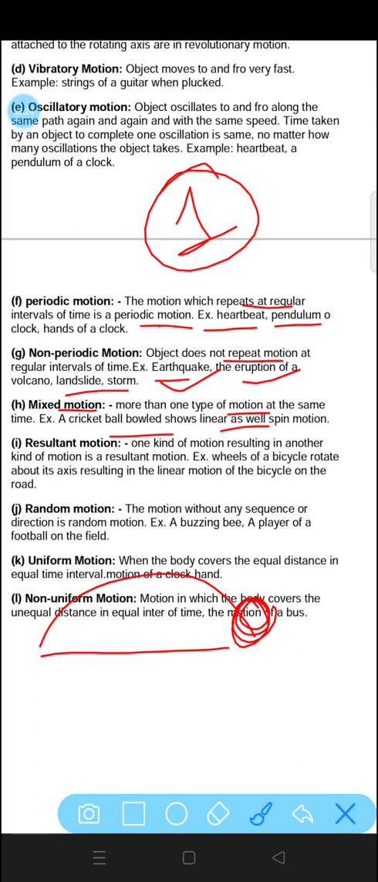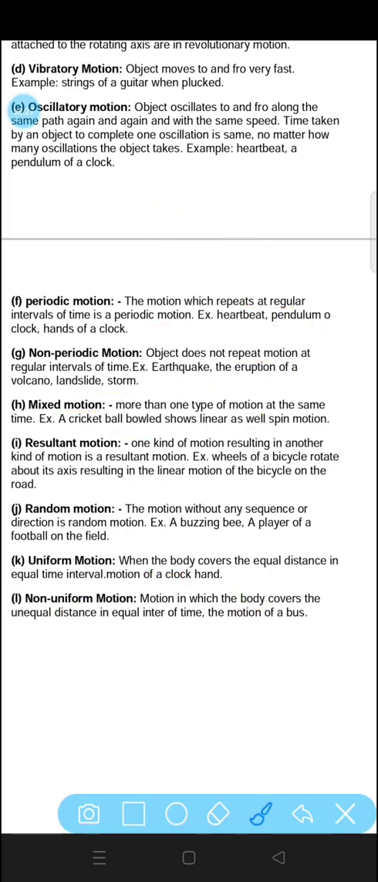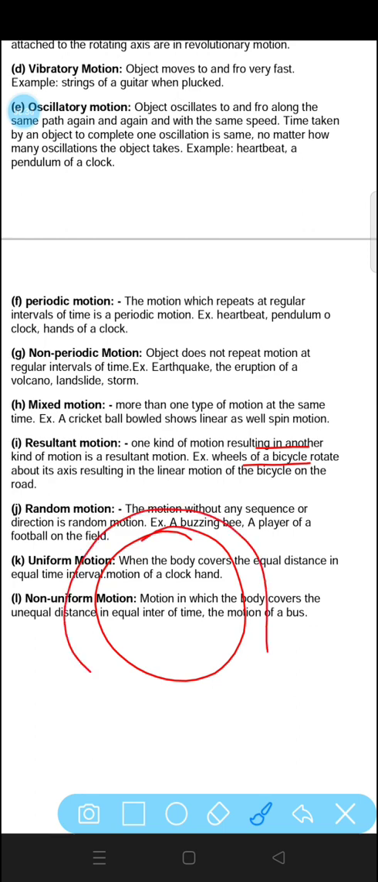Next one is resultant motion. One kind of motion resulting in another kind of motion is called resultant motion. For example, wheels of a bicycle. The wheels of a bicycle are rotating on their axis, resulting in the linear motion of the bicycle. The bicycle is going straight but the wheels are rotating in circular motion. So these are the two motions. The circular motion of the wheels is resulting in the linear motion of the bicycle.